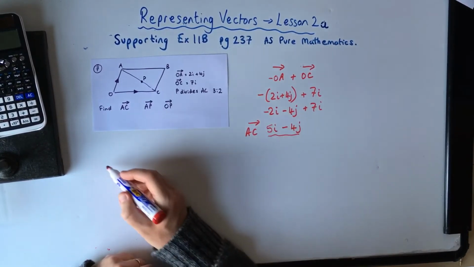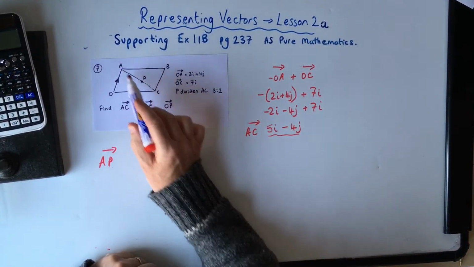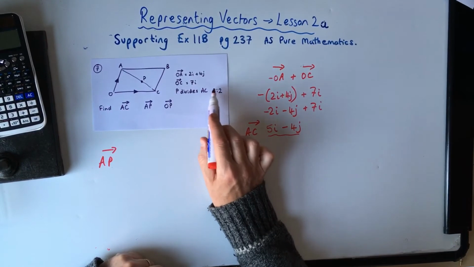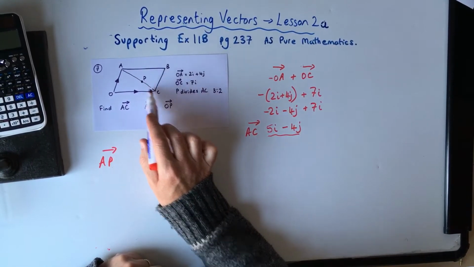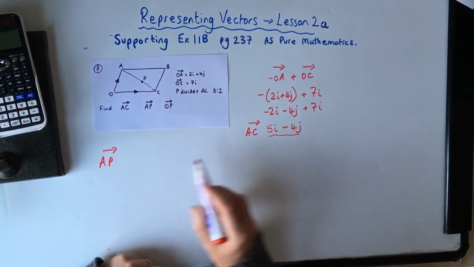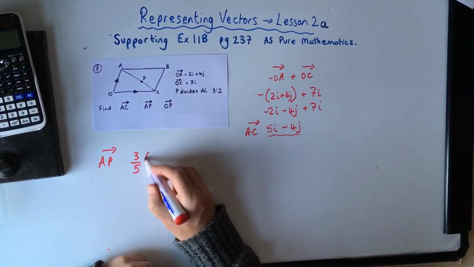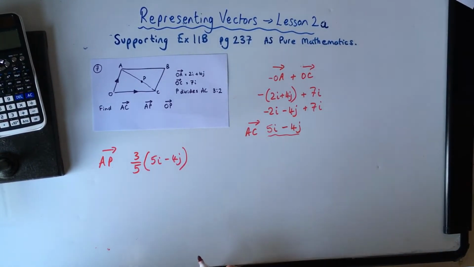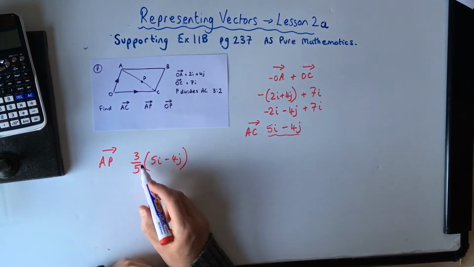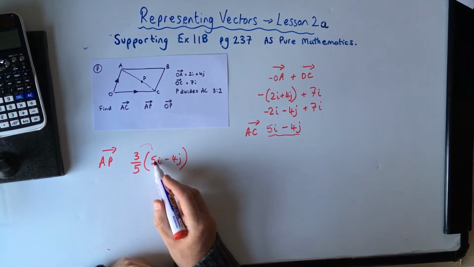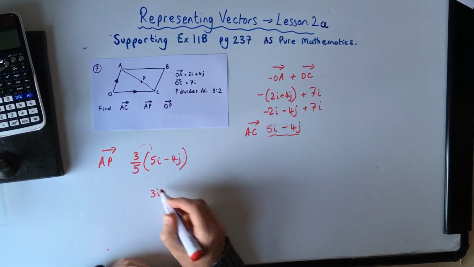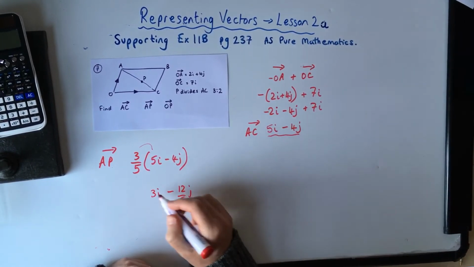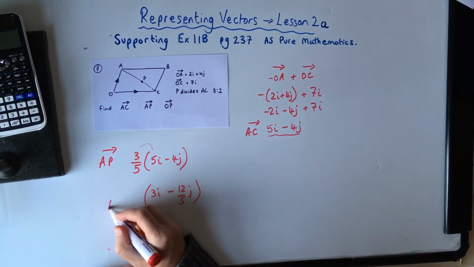If I do AP, so A to P, like I've said, that is 5 parts altogether, and if that is 3 to 2, then it's 3/5, isn't it? So AP is simply 3/5 of 5I minus 4J. That's what AP is, okay? You can multiply it out, okay? So 3 times 5 is 15, divided by 5 is 3, 3I minus 12/5 J. So it can be written like that also, AP.